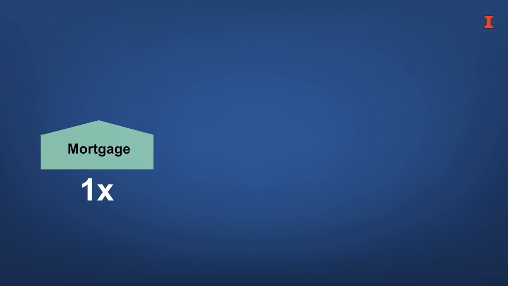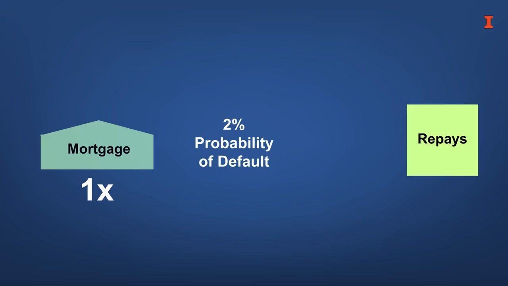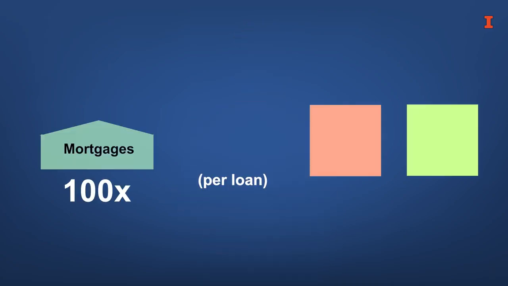Consider one mortgage loan to one customer. Based on the customer's risk profile, suppose we expect the customer to default with a probability of 2%. With only one loan and one customer, you face one of two outcomes. The borrower either repays the loan or defaults. The losses of these loans are highly uncertain. It's all or nothing.